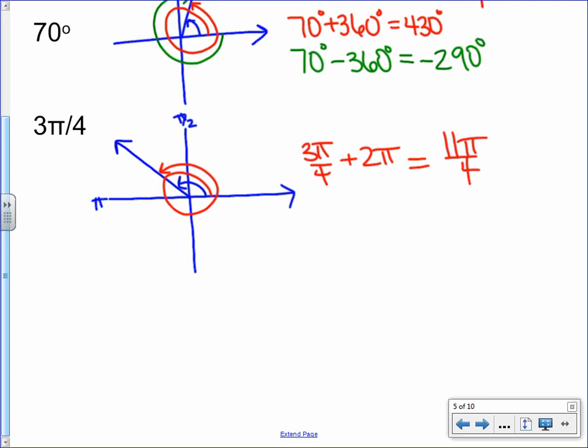Adding fractions, first day back. Okay. And then if we wanted to find one in the negative direction, how do we do that again? Okay, so start with the angle and subtract 2 pi. And what would that angle be? Negative 5 pi over 4.